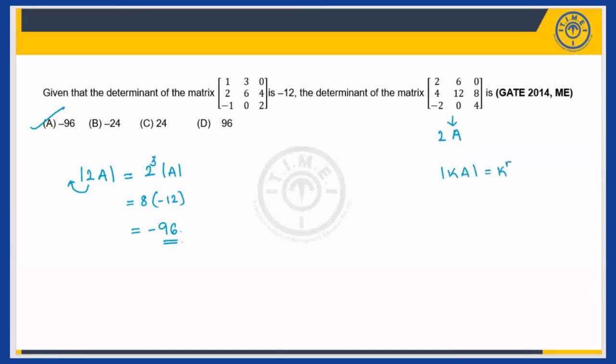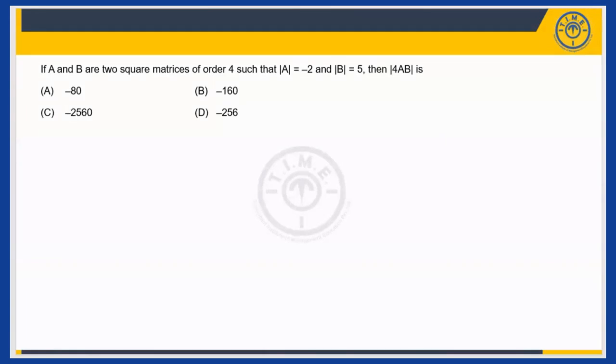So det of kA is what? K to the power n into det A. Right. So if A and B are two square matrices of order 4, such that det A is negative 2, det B is 5, then det of 4AB. Can anyone?